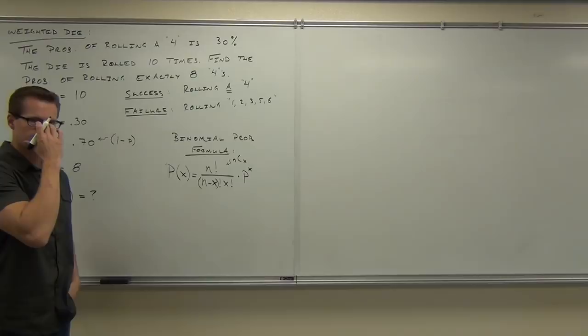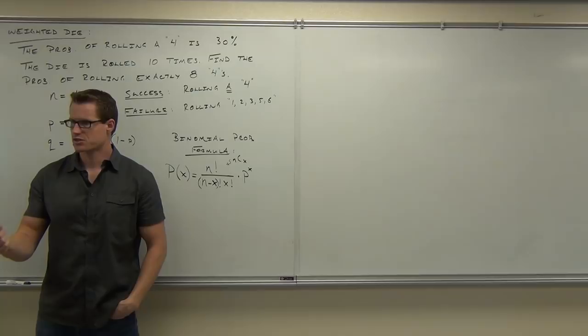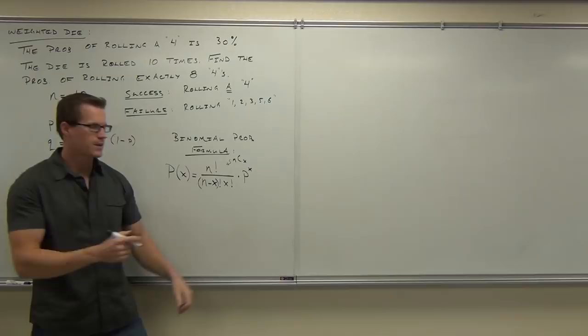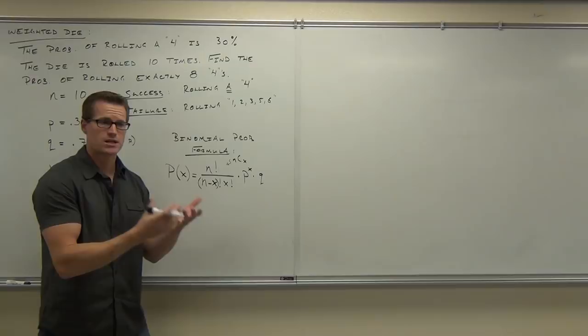So X right here is the number of successes we're looking for. We identify this as the probability of X, that's the number of successes. Every time we have a success, we have to multiply that probability. That's what the p to the x comes from. Now, we also have to multiply every failure times the probability of failure, because we're looking for an exact number here. So this is kind of interesting to think about.